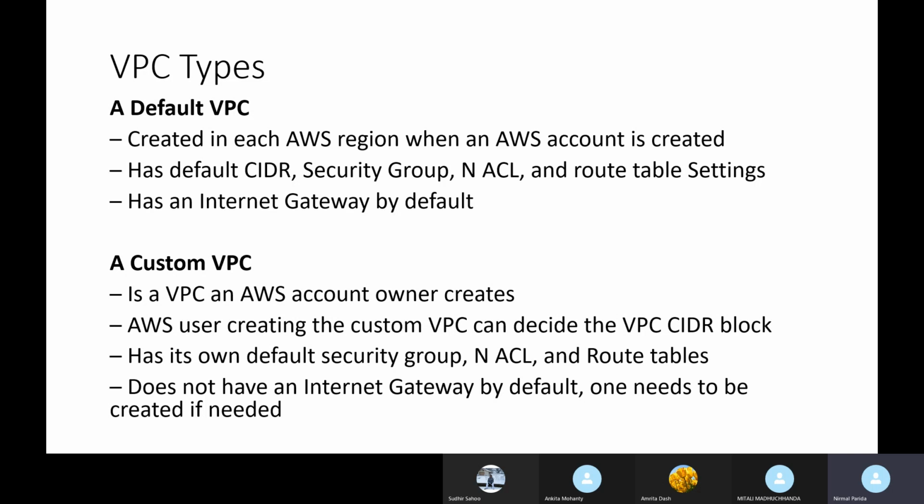But in the case of a custom VPC, you are going to create the VPC yourself, and the AWS user creating the custom VPC can decide the CIDR block. You have to provide the IP range. Okay, I need this range of IPs for my EC2 instances. It has its own default security group. So one default security group will be given to you, one NACL, and one route table will be given by AWS. But they will not provide an internet gateway by default. If you need one, you have to create an internet gateway.